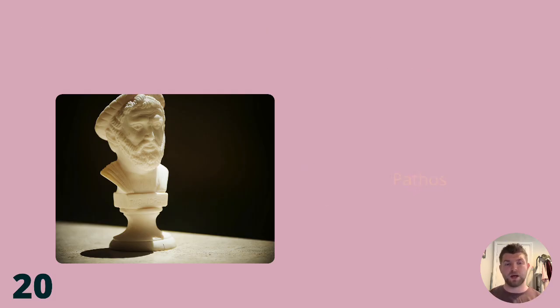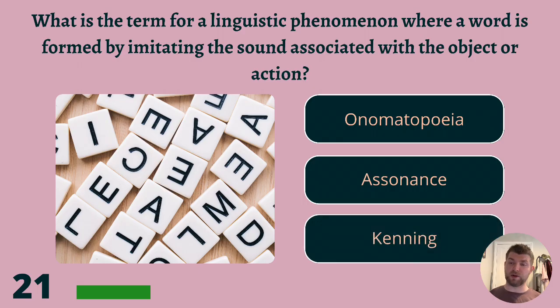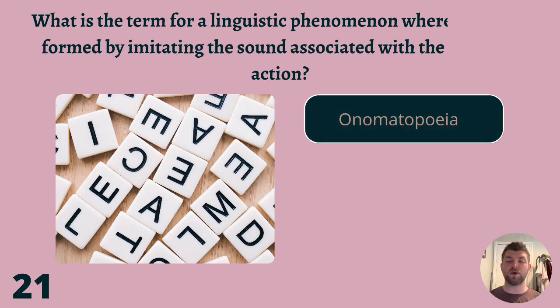21. What is the term for a linguistic phenomenon where a word is formed by imitating the sound associated with the object or action? Onomatopoeia, assonance, or kenning? The correct answer is onomatopoeia.